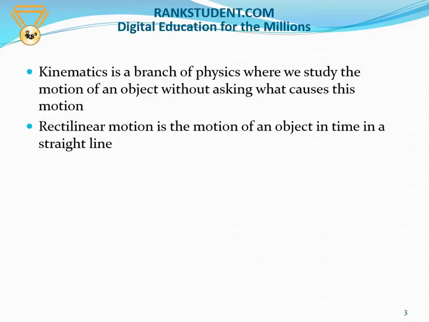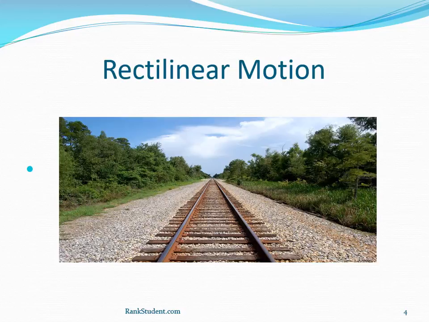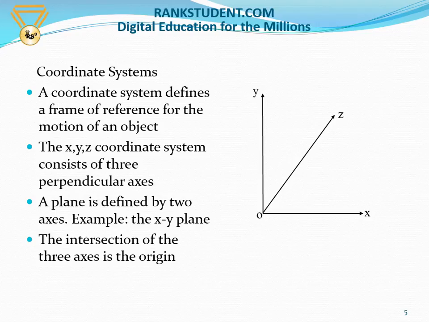And within kinematics, the branch of study dealing with the motion in a straight line is called rectilinear motion. So we'll be dealing with rectilinear motion, which is motion in a straight line. For instance, if you look at this track, and if you would consider a train moving on this track, if the train is thought of as a point object moving in a straight line on this track, then that would be an example of rectilinear motion.